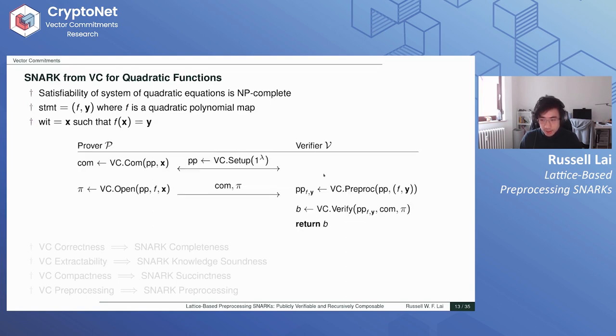And the construction is very simple and is as follows. The setup algorithm of the SNARK is exactly the setup algorithm for the VC. And to produce a SNARK proof, the prover first commits to the satisfying assignment x into a commitment, and then immediately opens this commitment to the polynomial map F and produces an opening proof pi. So the SNARK proof simply consists of the commitment as well as the VC opening proof pi. Now, if the VC scheme is preprocessing, then of course the verifier can preprocess this statement, or the function image tuple Fy, into statement-specific public parameters.